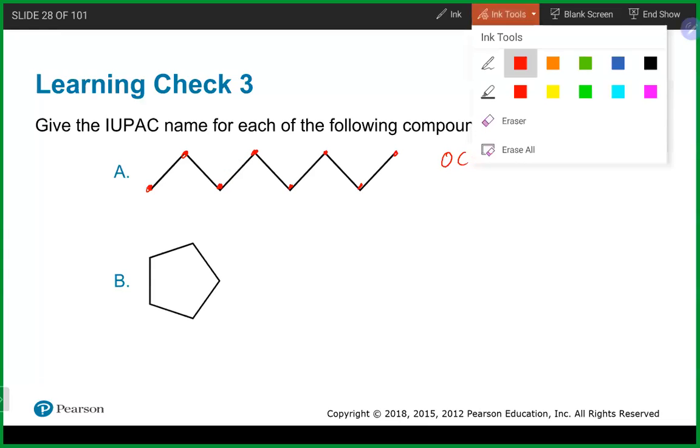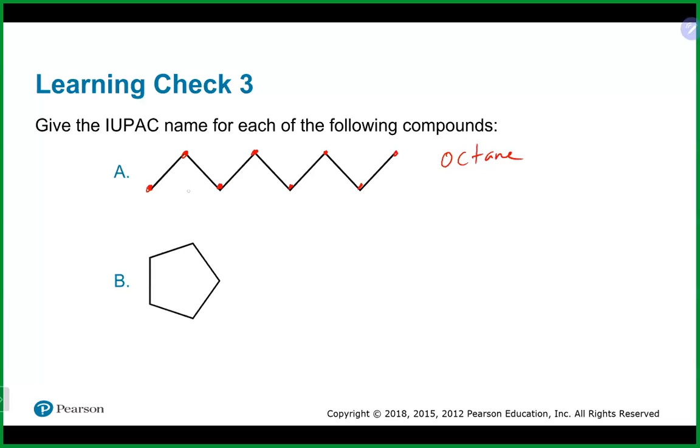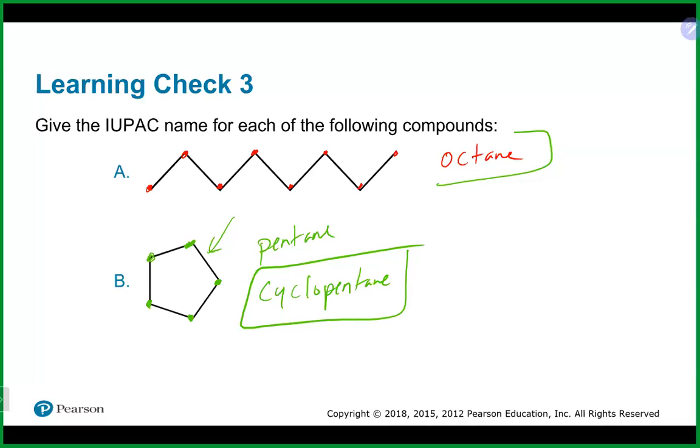When we look at this guy, we can also look for the longest chain. And in this case, it is just around the circle here. So that's 4 and 5. So that's based off of pentane, but it is a ring type structure. So this then would become cyclopentane in this case, right? Any question on either of those two?